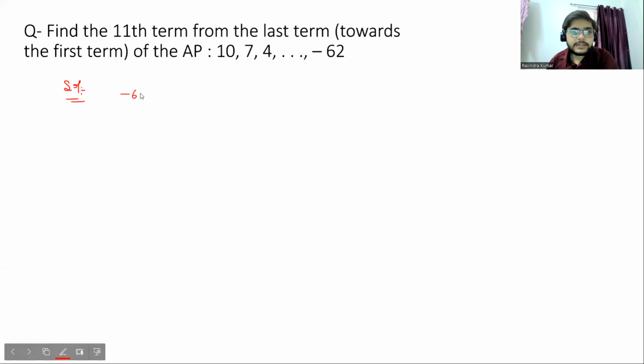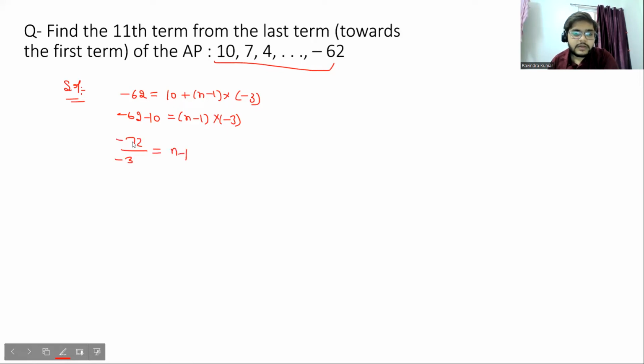So it will be minus 62 is equal to a, that is 10, plus (n minus 1) into d, that is minus 3. Okay, we already calculated from here. So minus 62 minus 10 is equal to (n minus 1) into minus 3. So it will be minus 72 divided by minus 3, it will be n minus 1. So now cancel out by 3. 3 6s are 18, 3 4s are 12, so n minus 1 is 24. 24 plus 1 is equal to n. So n will be 25, right?